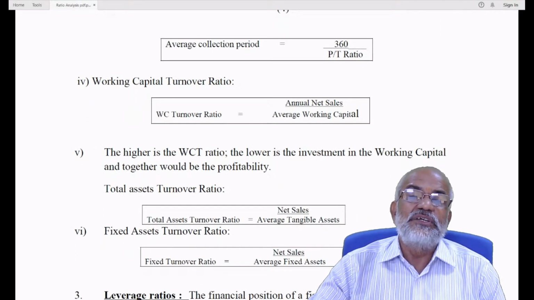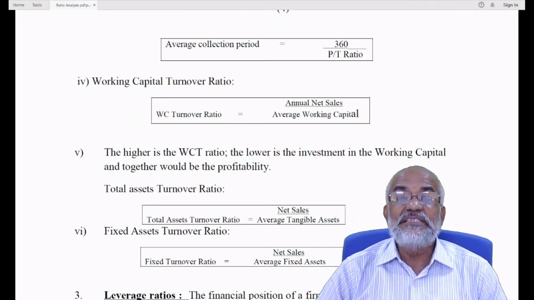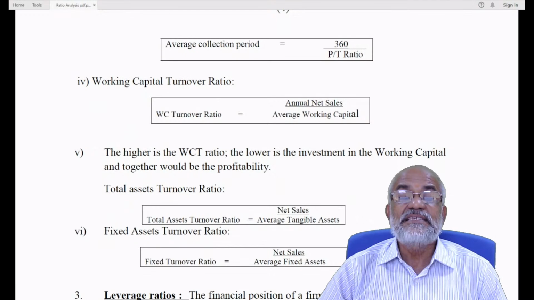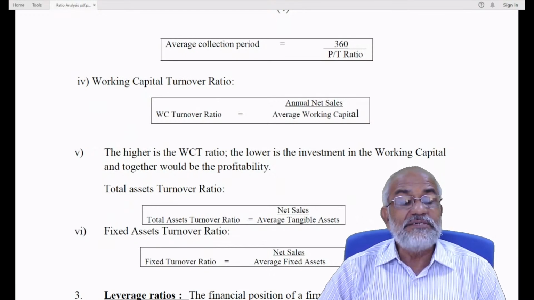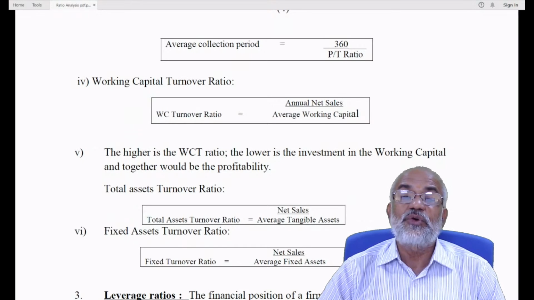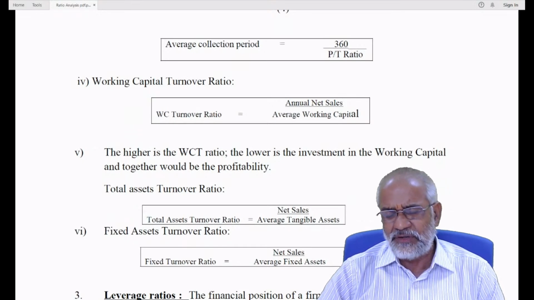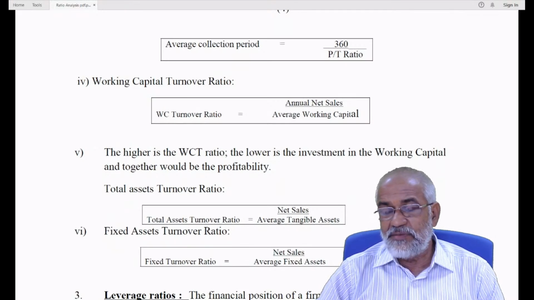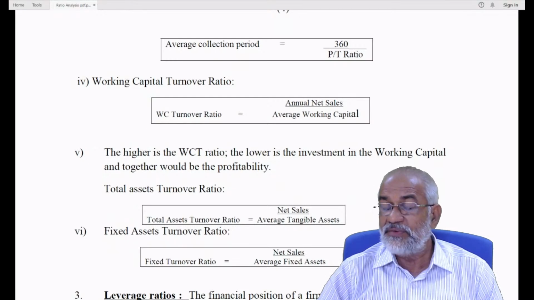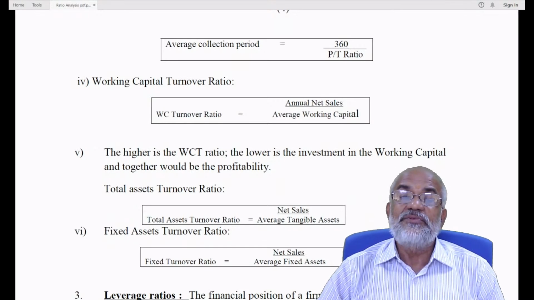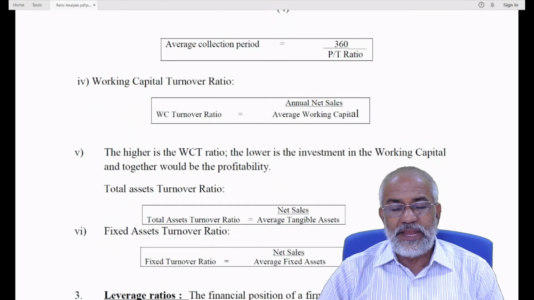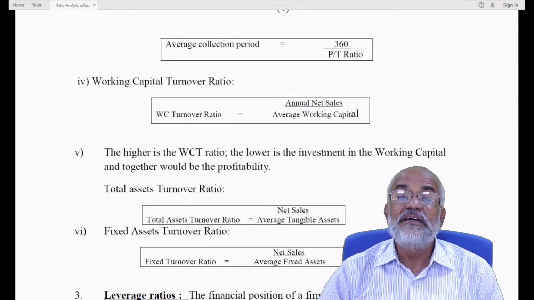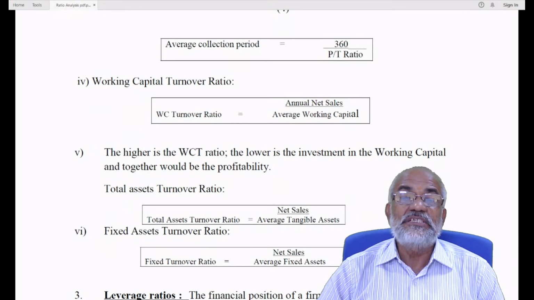Total asset turnover ratio is when the net sales is divided by the average tangible assets. It would be the total assets turnover ratio. Assets are categorized into different categories. They may be movable, immovable, tangible, intangible, fixed, current, or fictitious. Here, intangible assets like goodwill, patents, copyrights, trademarks, technical know-how are not considered. Only the tangible assets are taken into consideration for determination of the assets turnover ratio.